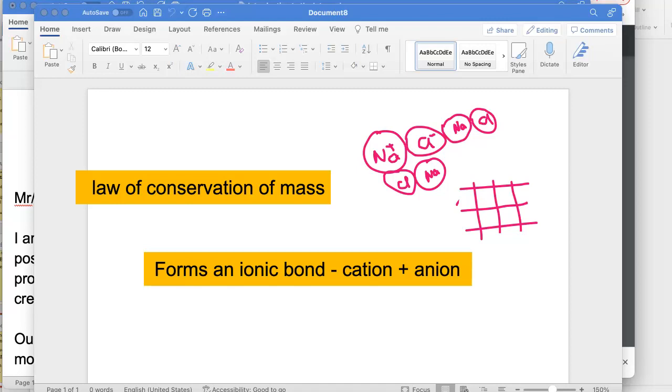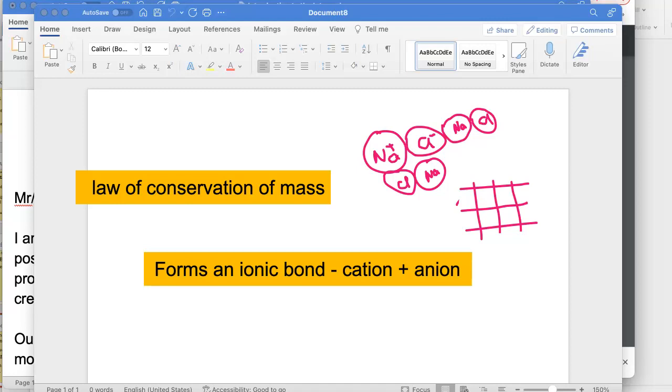How do we name these ionic bonds? We keep the positive ion as is. So sodium, you just call it sodium. Chlorine, the last syllable, you drop that and you add -ide. So it's sodium chloride. Okay.